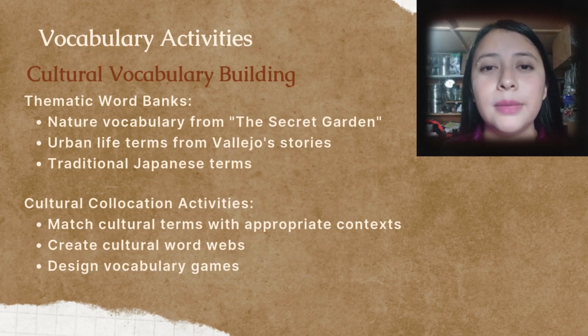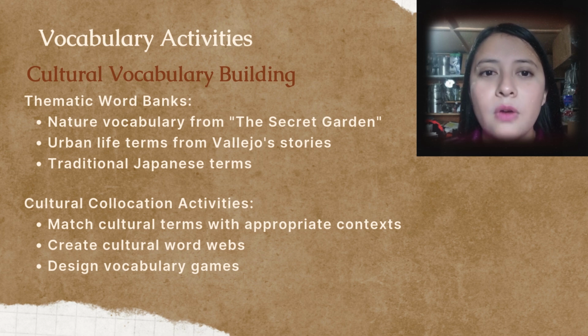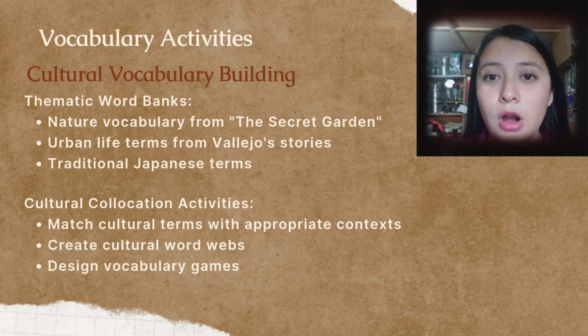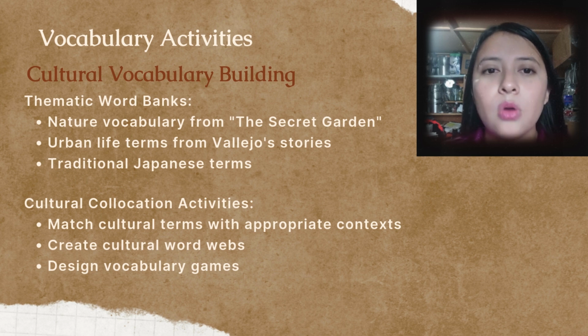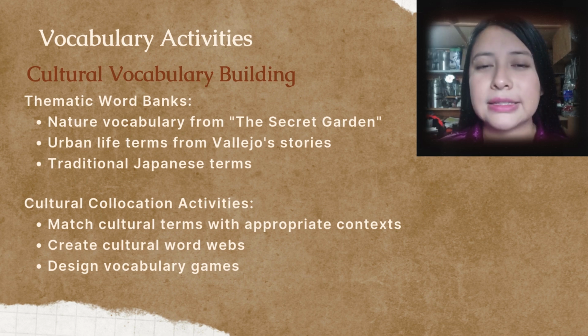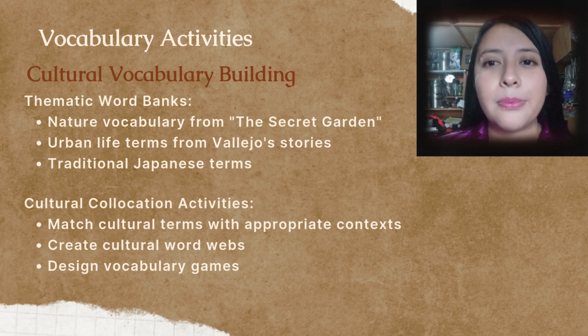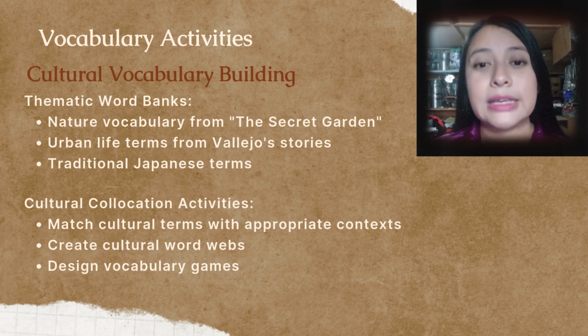For vocabulary development, create a word map from The Secret Garden where cultural terms branch out to show relationships. For example, from garden, we branch to tree, flower, rose, and plants. Add urban life terms from Palacios' story and traditional Japanese terms. Last but not least, try one of the following cultural vocabulary activities. Match cultural terms with appropriate contexts, create cultural word webs, or design vocabulary games.